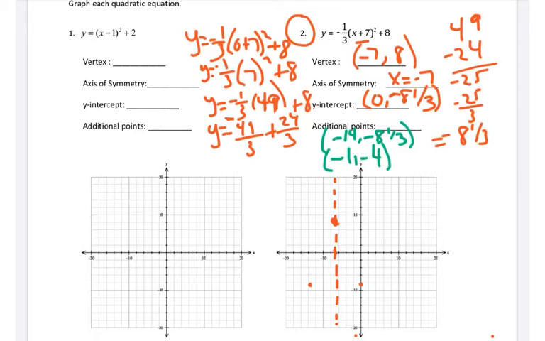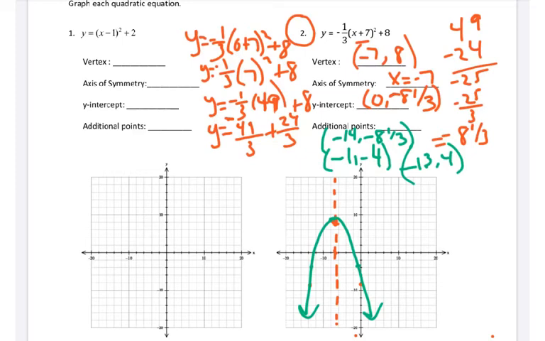Negative 1, negative 4. So where else would be another one? Negative 1 is how far away from negative 7? It's 6 away. So then I'm going to add 6 to negative 7. I get negative 13. So negative 13, negative 4 is even another additional point. So my additional points are in green. Negative 13, negative 4 is about there. So there we go. Oh, that makes sense.